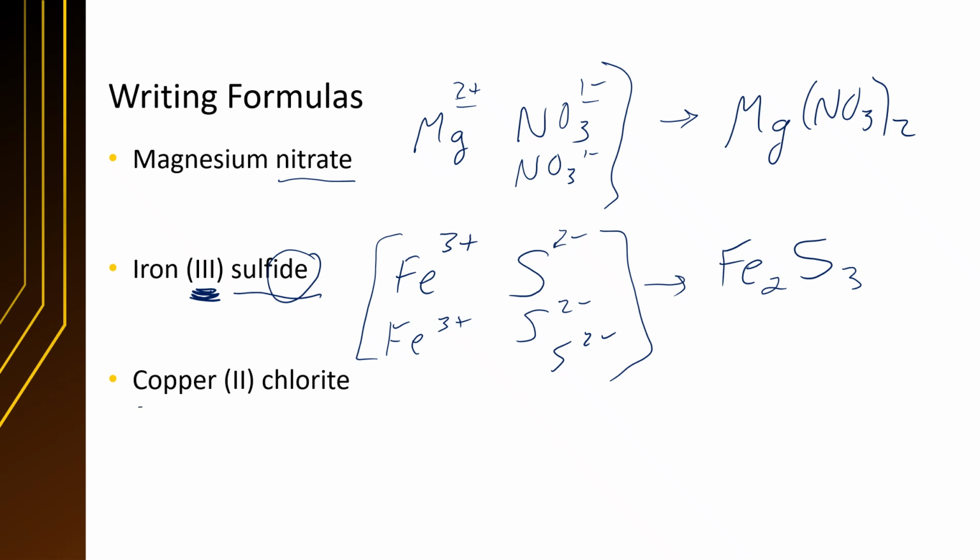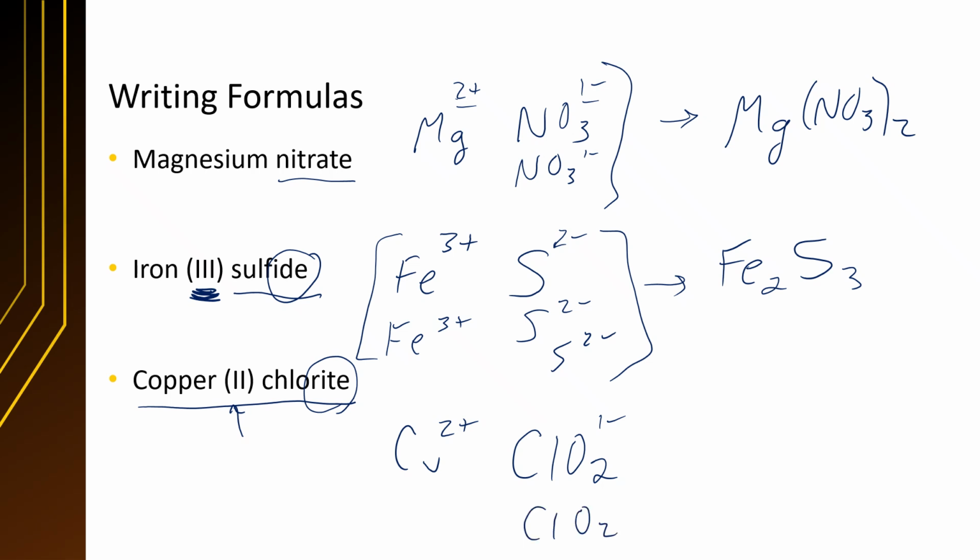Last one here, copper 2 chlorite. Copper is Cu, and they told us it has a charge of 2+ because it's a transition metal. Now chlorite. I like to start with chlorate because that's like the base one. Chlorate is -1, ClO3, but the ite at the end makes it lose an oxygen. So it's ClO2. Then I need to check the charges. They don't match. I need to use an additional chlorite ion to get the charges to match. And I would write my compound as Cu(ClO2)2, because it took 2 of those chlorite ions to balance out.